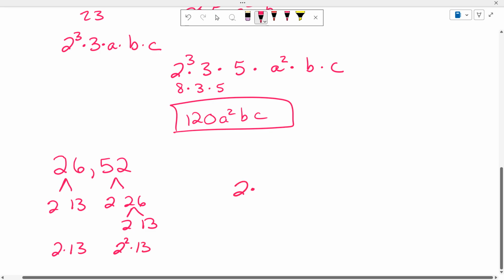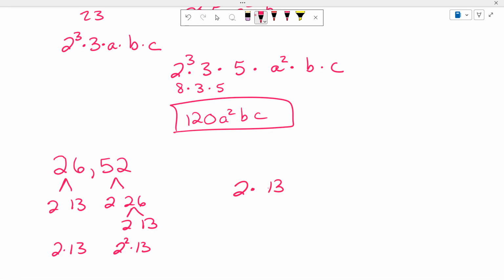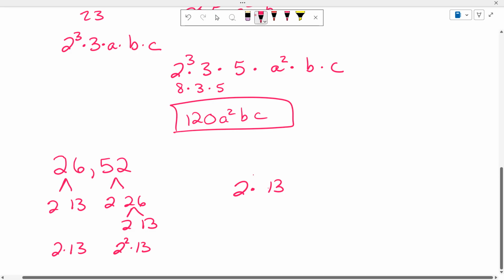So the only two numbers that appear are 2 and 13. What's the highest power 2 appears to? 2. What's the highest power 13 appears to? 1. So it's 4 times 13, which is 52. And you're going, well, that was right there. That's right, because 26 times 2 is 52. So 52 would be the least common multiple.